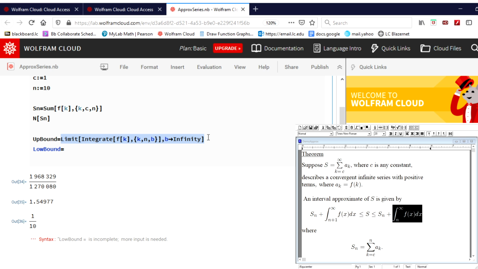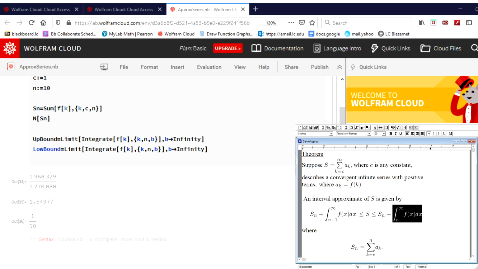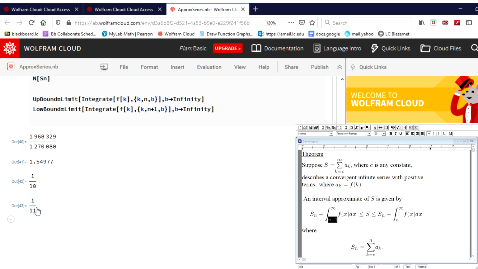Now that is my upper bound. I'm going to go ahead and copy this over for my lower bound. In terms of my lower bound, it's going to look similar to this, except start at n plus 1. So my lower bound will be at n plus 1. And if I hit enter, we do see that that result gives me 1/11 in value.